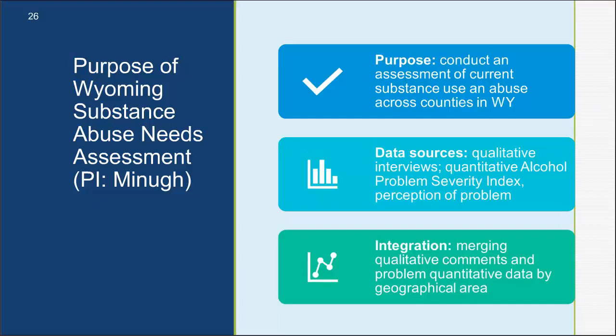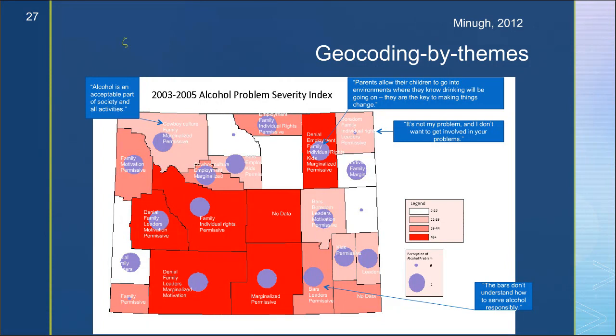And this is from a substance abuse needs assessment conducted in the state of Wyoming in the US by Allison Minu and colleagues. They collected data from qualitative interviews, a quantitative alcohol problem severity index score, and then a quantitative perception of problem score. Integration then happened by merging those qualitative findings with the quantitative data by geographical area, and that yielded this very interesting joint display.